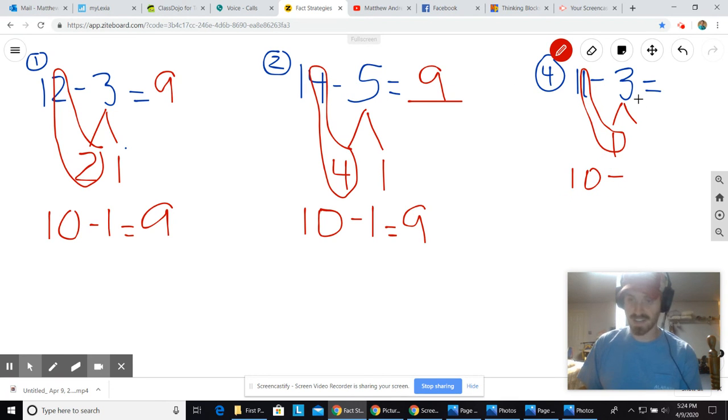But I'm not done yet, because if I just stop there, I didn't do 11 minus 3. I just did 11 minus 1. So I've got to make sure that I take the 2 that's left over in that 3 away. I have another 10 partner problem. 10 minus 2 is 8, which means that 11 minus 3 has to be 8. And 8 plus 3 must be 11.